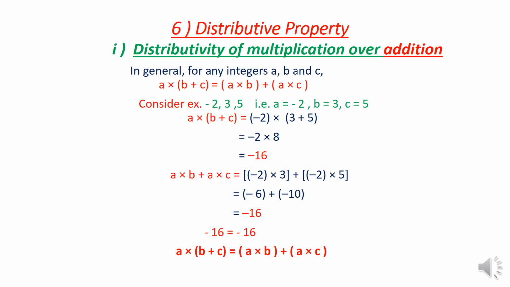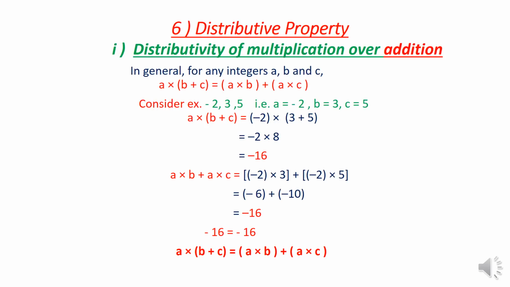Now, let us consider the next property, that is the distributive property, which we will consider first under addition, or over addition. So, in general, for any integers A, B and C, A multiplied by (B plus C) equals A multiplied by B, first bracket, plus A multiplied by C, that is second bracket.